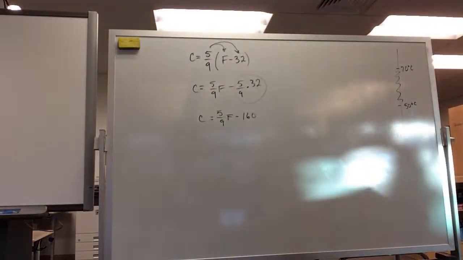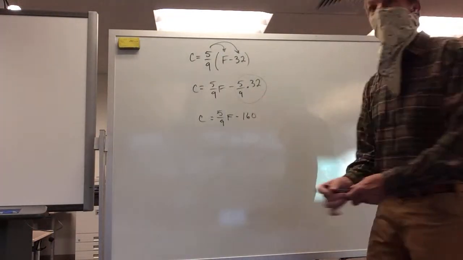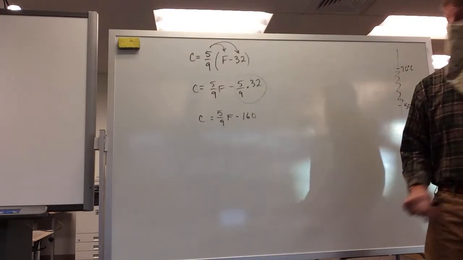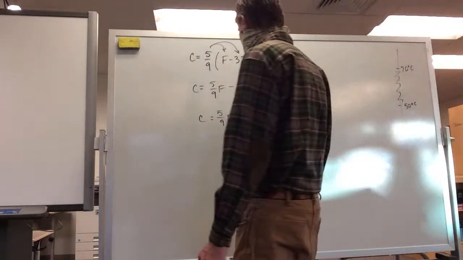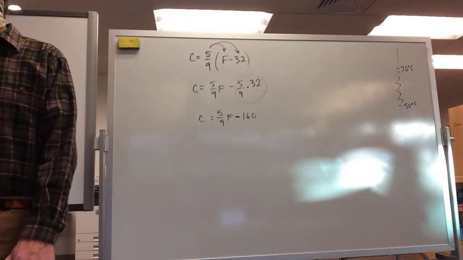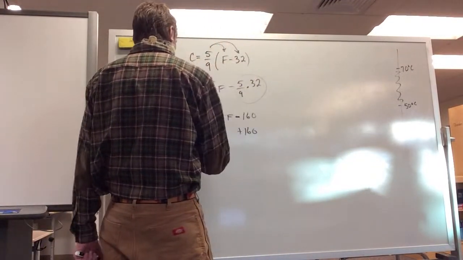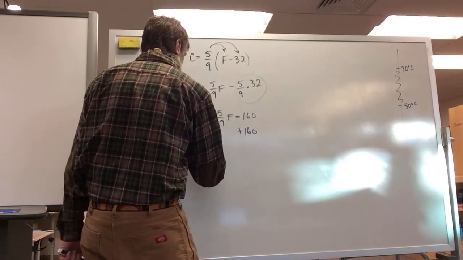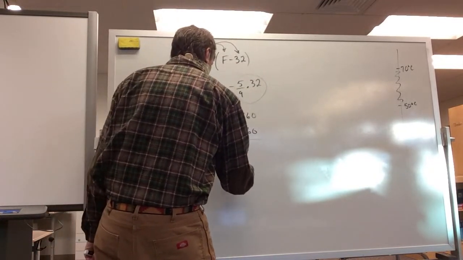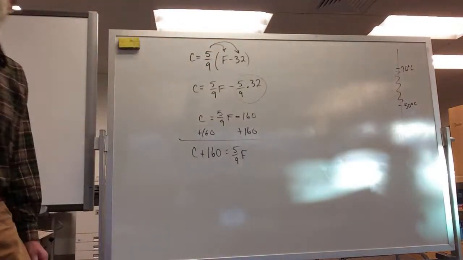All right, so here we are. Let's get this thing squared away. So, yeah, multiply that out. Now what do we want to do? We want to get f alone. How do you do it? Divide by 5? No, we're not going to divide by 5/9, because we have to add 160. So now I have 160 on the left: c plus 160 is equal to 5/9 times f. Now what?